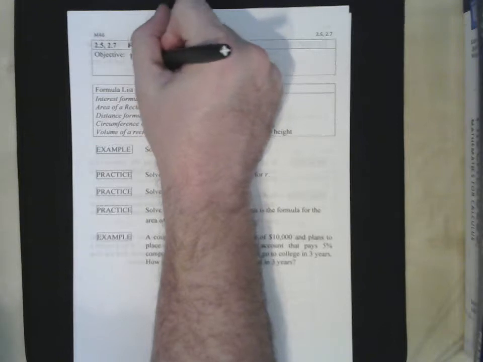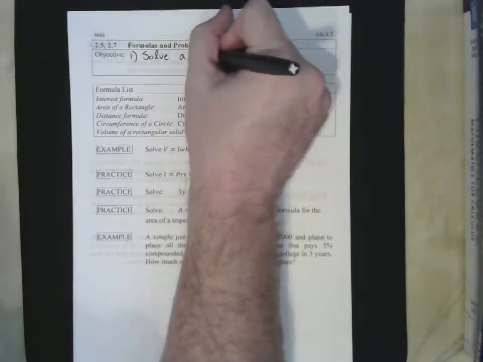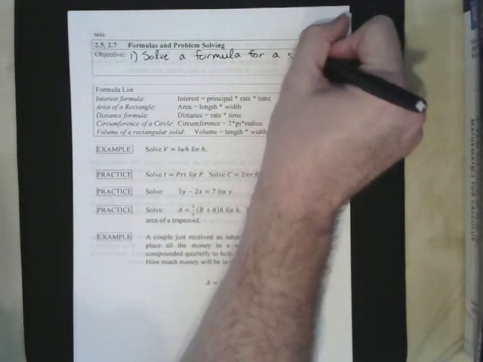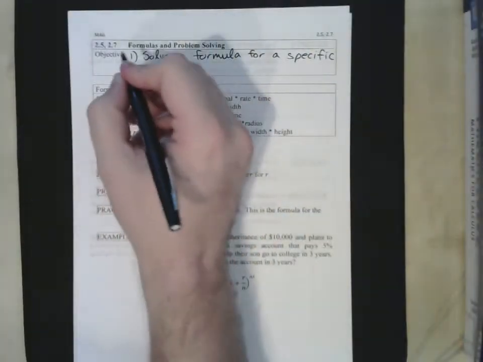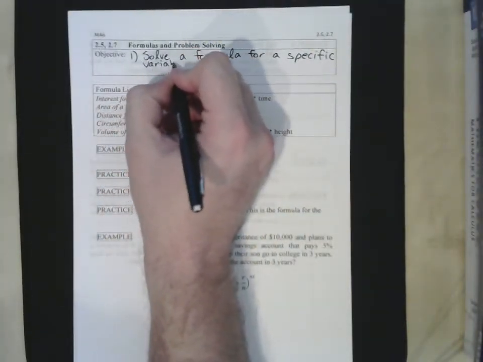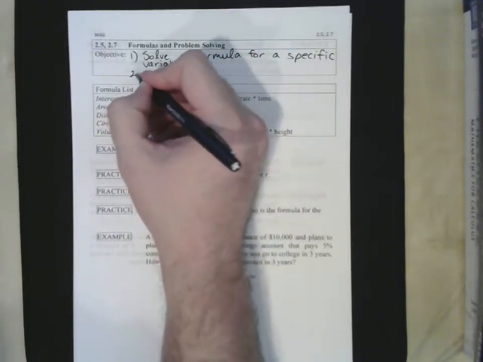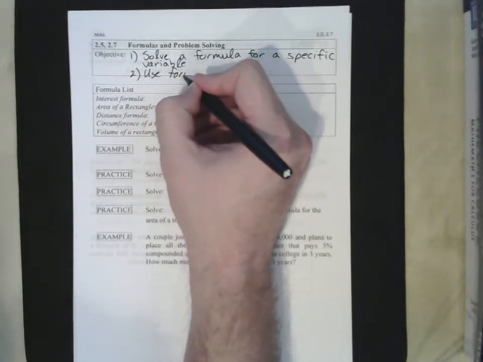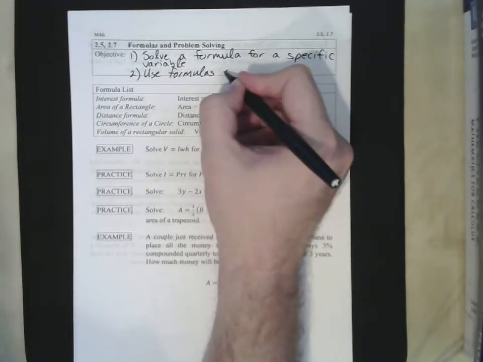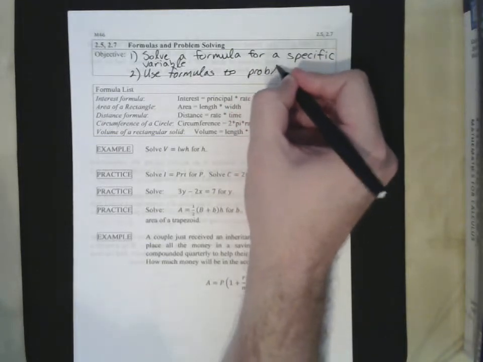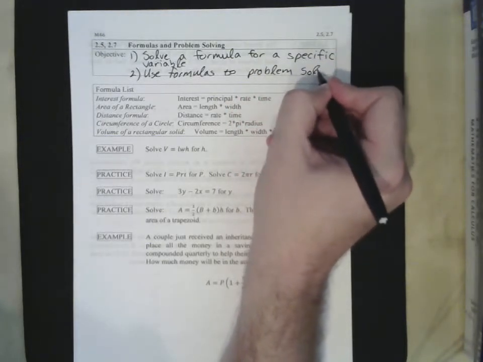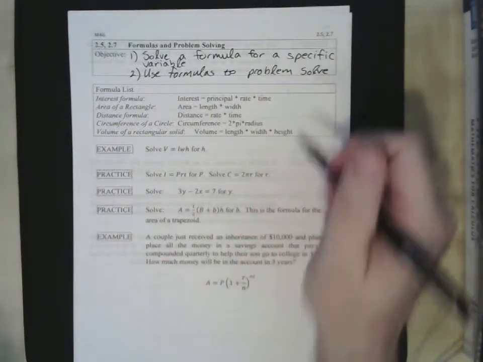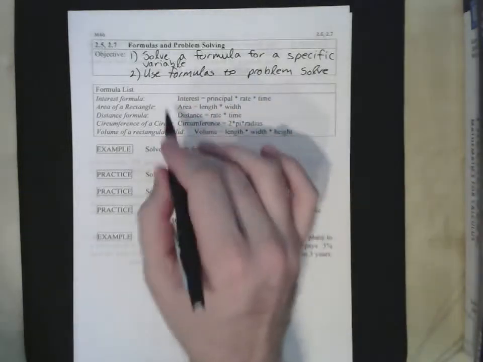We're going to solve a formula for a specific variable. And then second, we're going to use formulas to problem solve. So we have a bunch of formulas here that I've written out, and we're going to fill in at the end here the equation form of what that formula is.